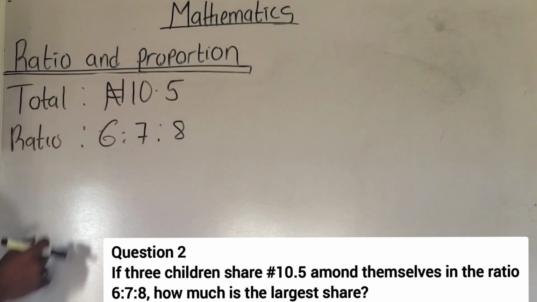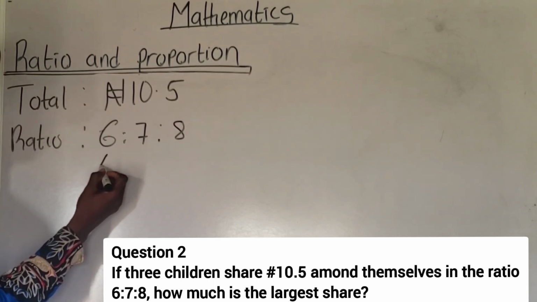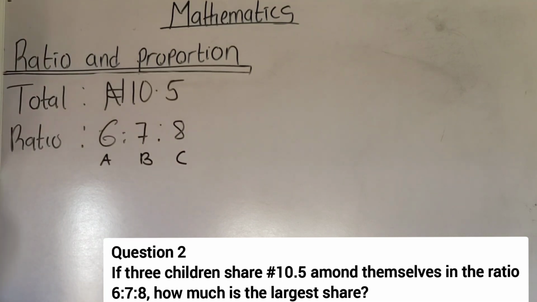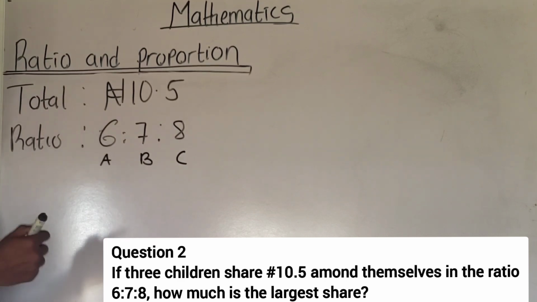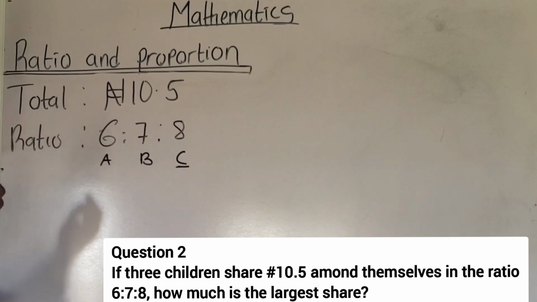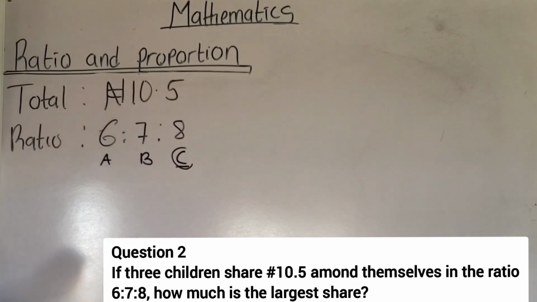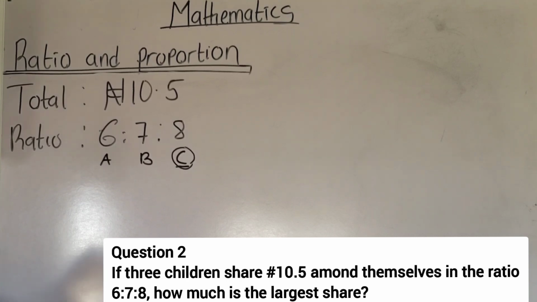Now, among this ratio, what is the highest? Let's say the first child is A, the second child is B, and the third child is C. Now, looking at this, which one has the highest share among this ratio? It is this that has the highest share. So the largest share will be the share of child C. You understand? The share that C received will be the largest share. Now we want to determine the share that C received. Do you understand?